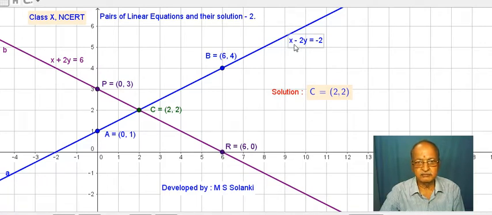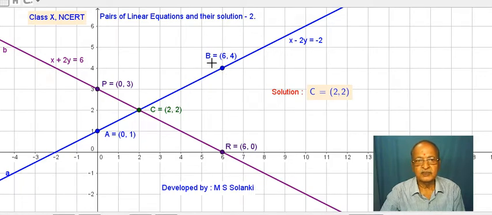In this equation, we have taken a point A on the y-axis. So the x coordinate will be 0 and we calculate the y coordinate. So 0 minus 2y is equal to minus 2. So y is equal to minus 2 by minus 2, that is plus 1. So we have taken this point.